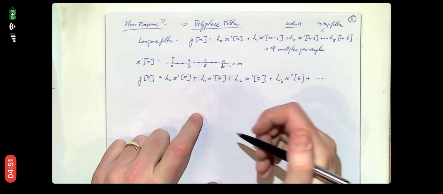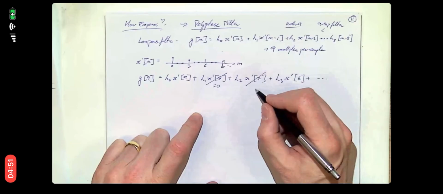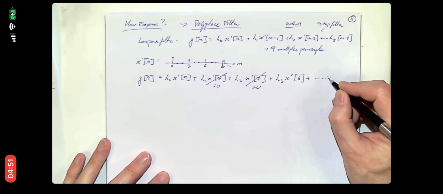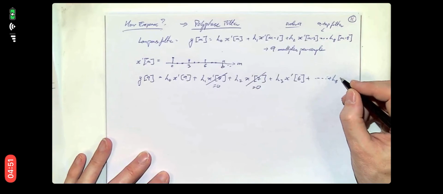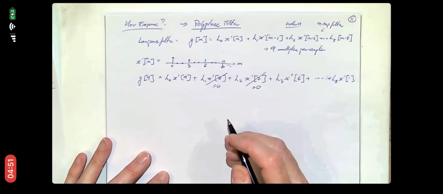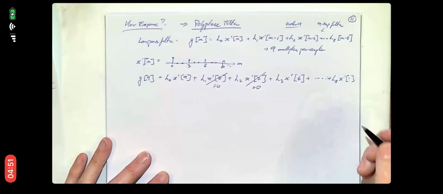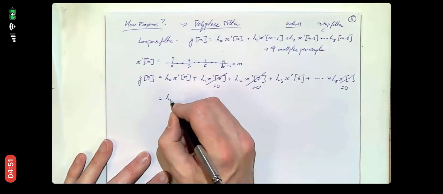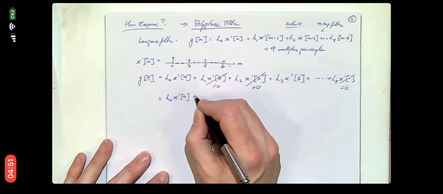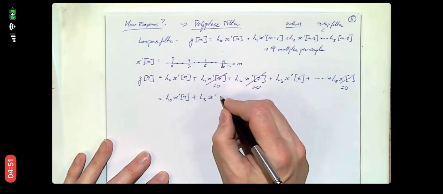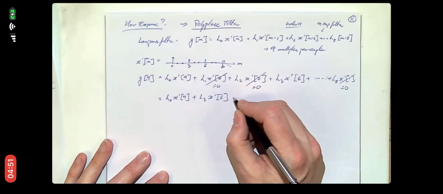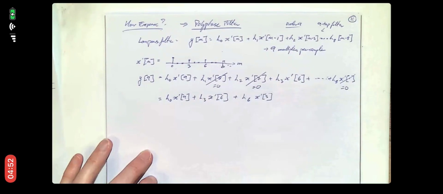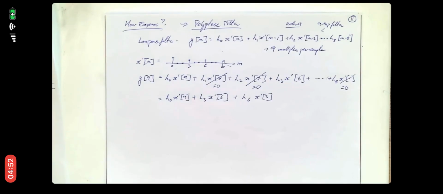But x dashed of 8 is 0. X dashed of 7 is 0. Many others are 0. By the time we get to x dashed of 1, 9 minus 8 is 1, x dashed of 1 is 0. So actually all we end up with is h0 x dashed of 9 plus h3 x dashed of 6 plus h6 x dashed of 3. We don't need to calculate the ones in between.